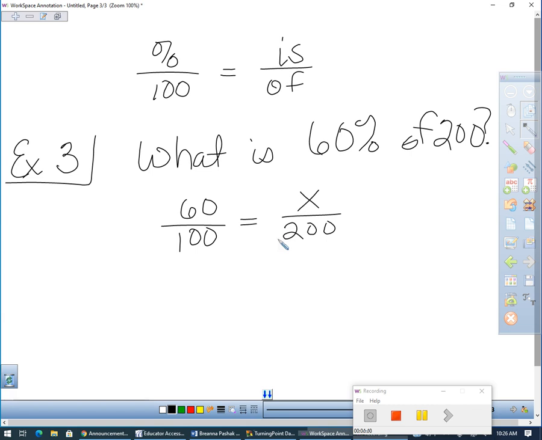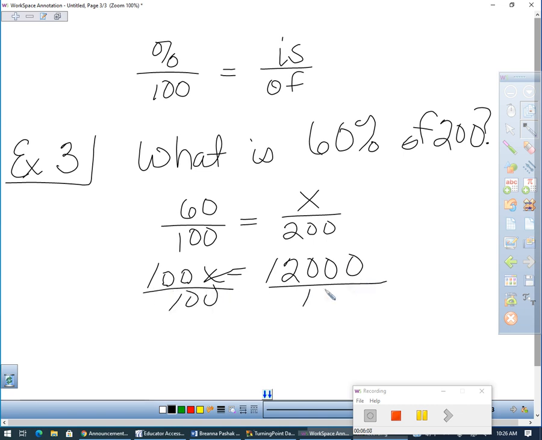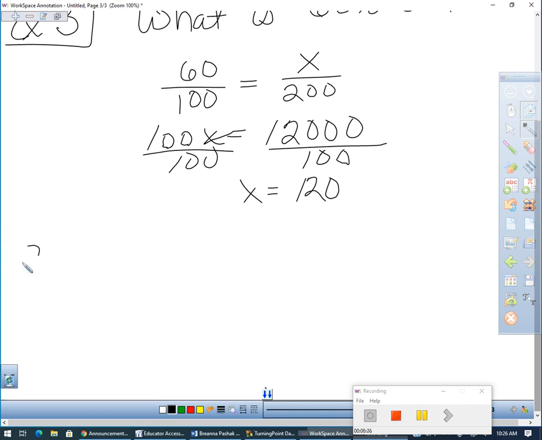Now we cross multiply. 100 times x is 100x. 200 times 60 is 12,000. Dividing both sides by 100. X equals 120. Thank you. I told you guys these problems were easy.